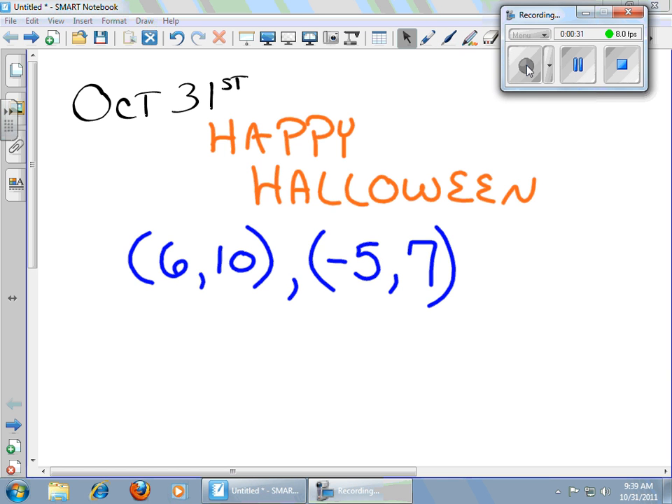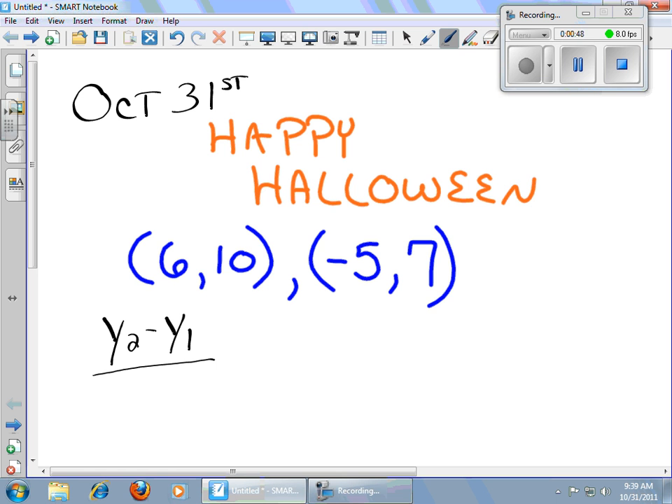Let's say we are given the 2 points, (6, 10) and (-5, 7). I want to know the slope of the line that runs through those points. All I have to know is that I subtract my y's. They rise to the top of my fraction, then I subtract my x's. If I do that, I can figure out my slope, the slope of the line that runs through them.